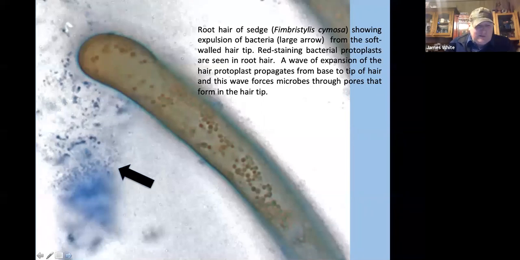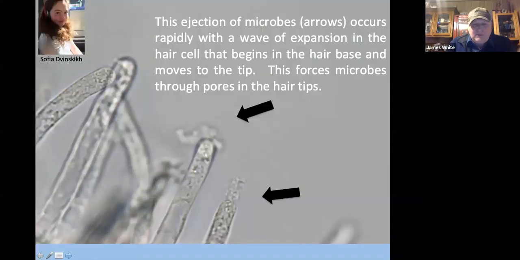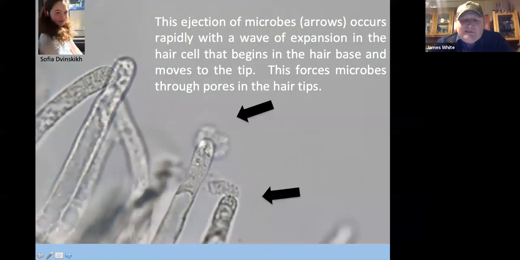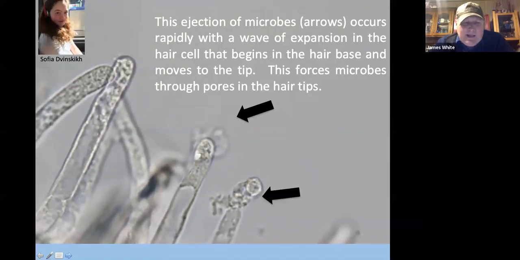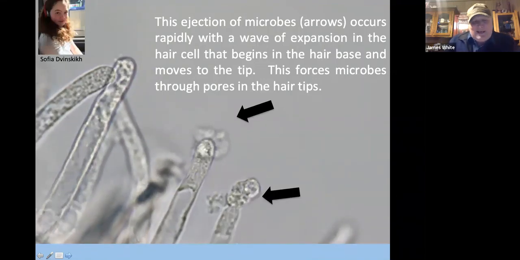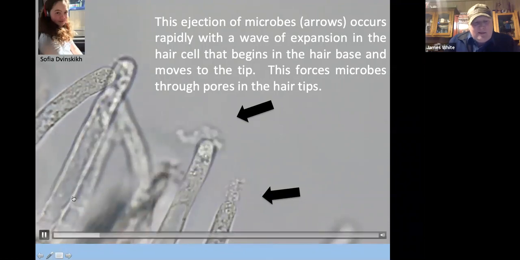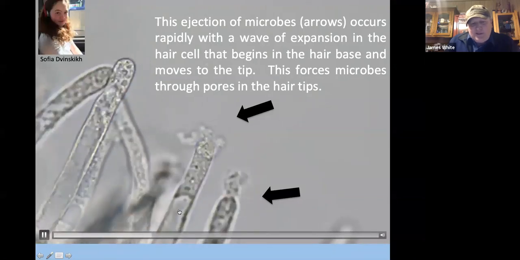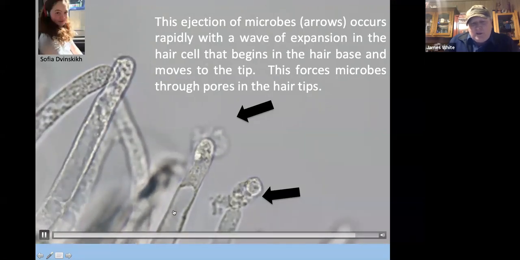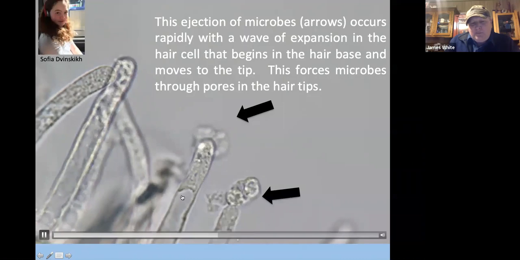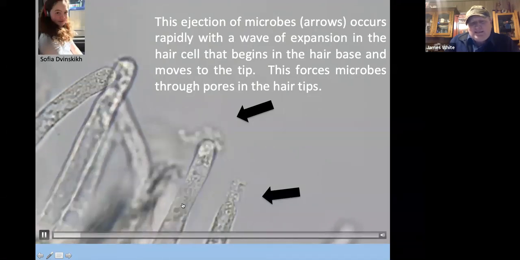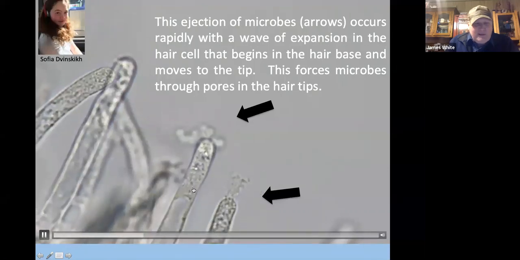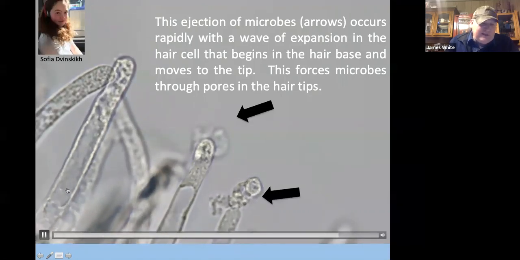And this process is shown here. And this is actually a tomato. What you can see is that there is a pressure that occurs, an expansion wave that occurs in the base of the hair and then propagates to the tip. And see, as it propagates, it forces those microbes out of that tip. And you can see it goes all the way from there.